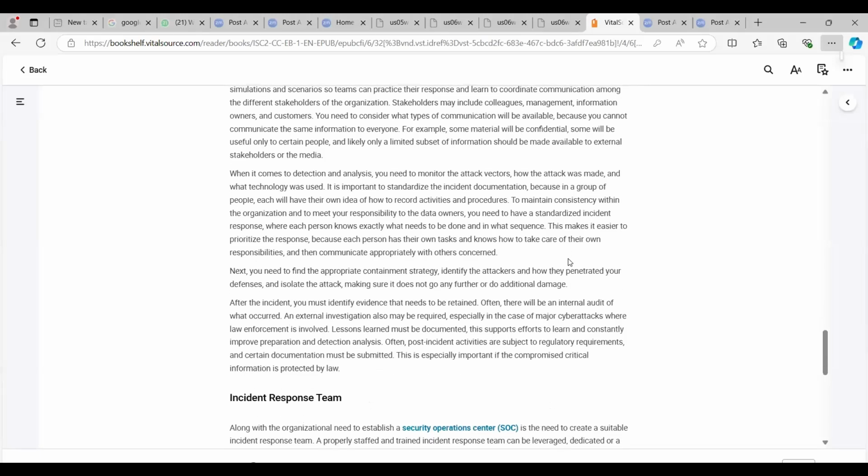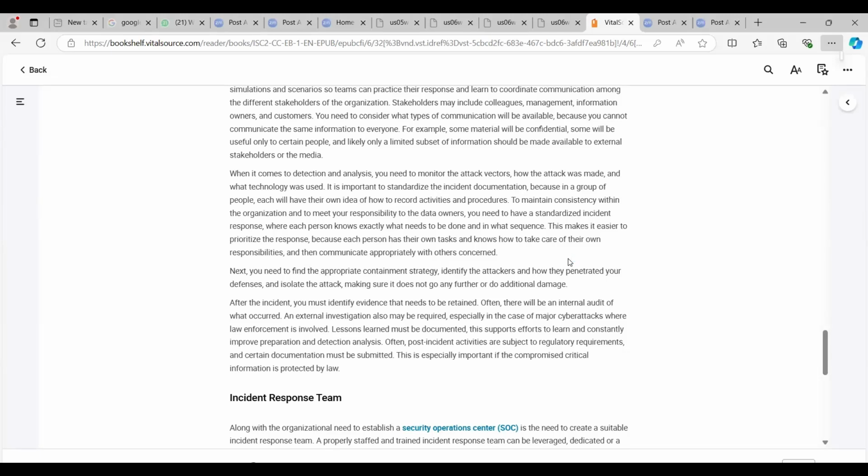When it comes to detection and analysis, which is the second part of the components, you need to monitor the attack vectors. Like we said, attack vectors are the sources or the ways that an attacker uses to come into your network, to hack you. It can be through your IP address, your MAC address, and so on.